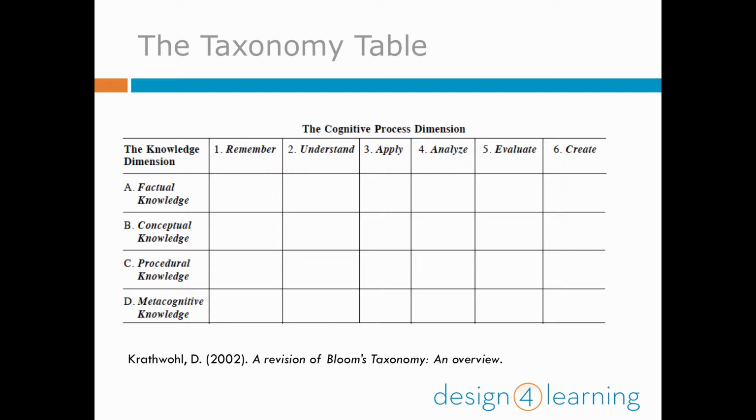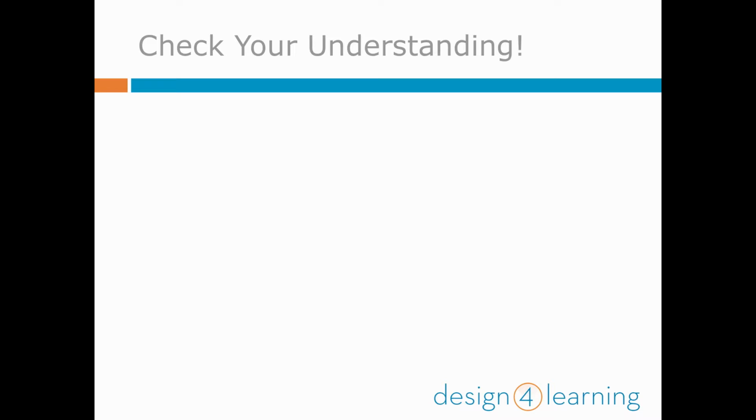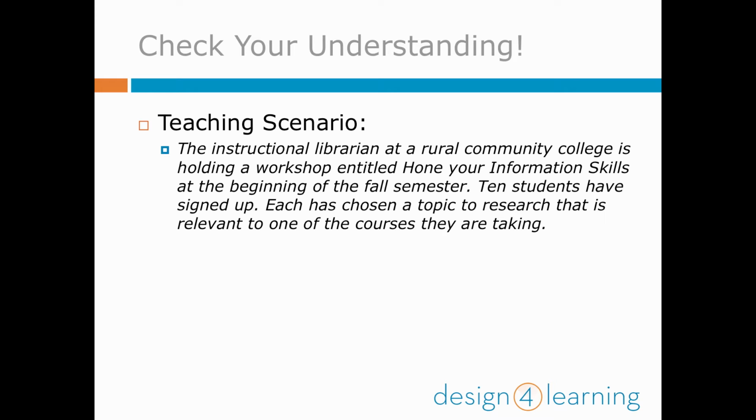But even before you read the whole article, check your understanding right now. I'll give you a learning outcome, and you think about where I should place the X. That is, in which cell does it belong? Here's the teaching scenario and the learning outcome to think about. The instructional librarian at a rural community college is holding a workshop entitled Hone Your Information Skills at the beginning of the fall semester. 10 students have signed up. Each has chosen a topic to research that's relevant to one of the courses they are taking.